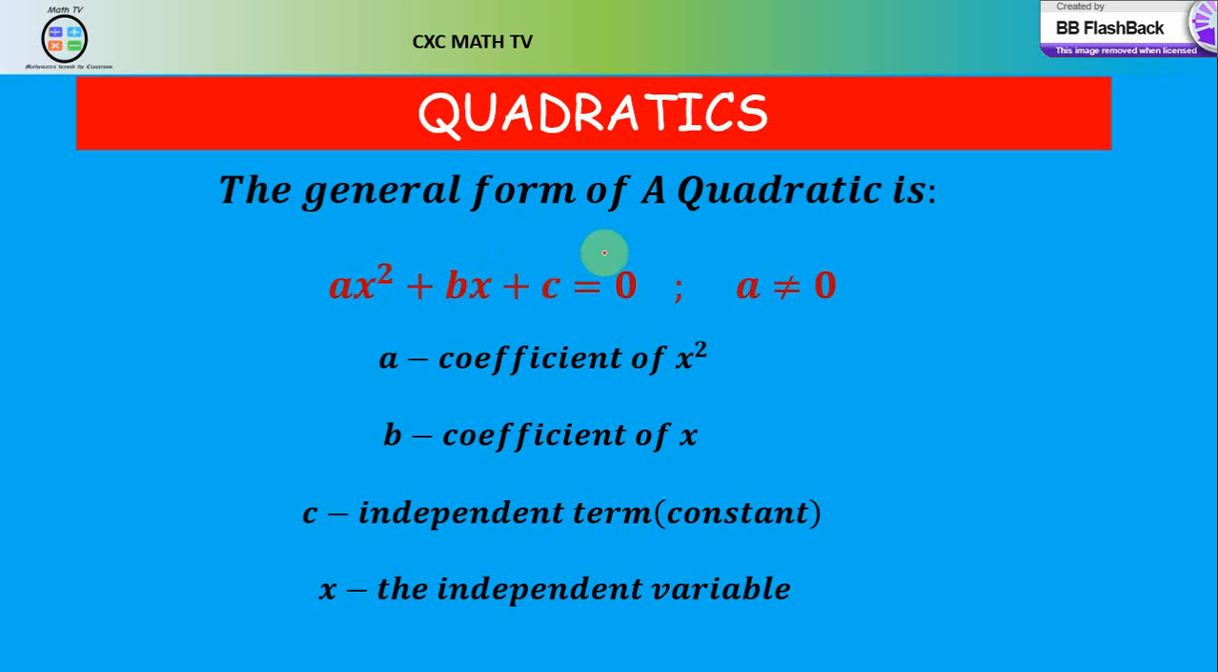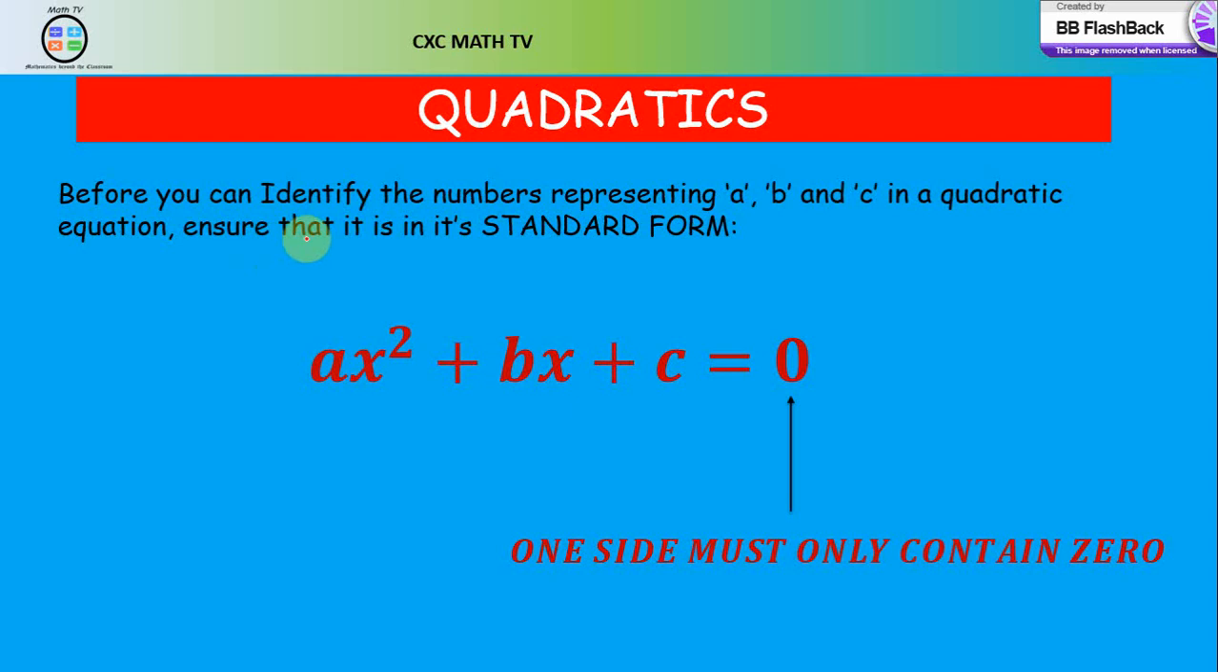Now, this is a general form of a quadratic. The general form of a quadratic is ax squared plus bx plus c equals 0, where a is your coefficient of x squared, b is your coefficient of x, c is your independent term, x is your independent variable, where a cannot be 0. This is a general form of a quadratic equation. I always try to put it in this form.